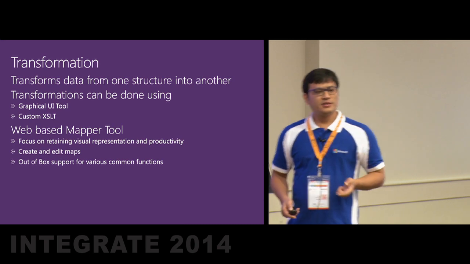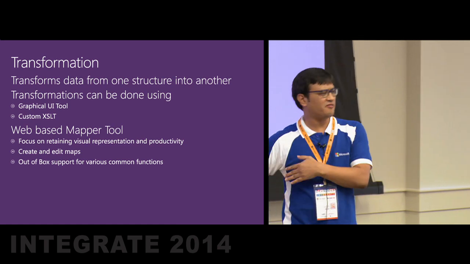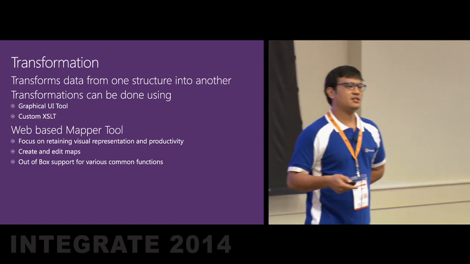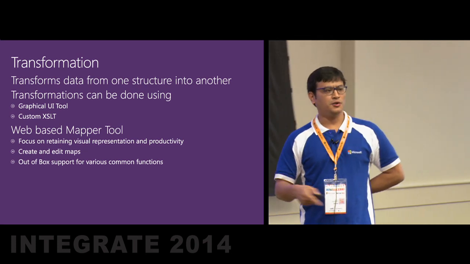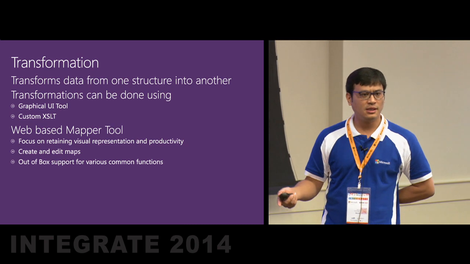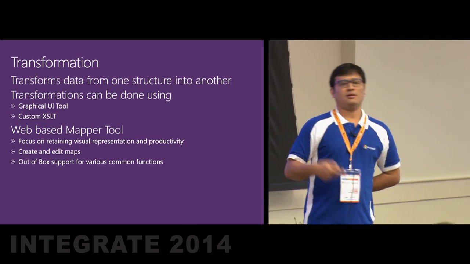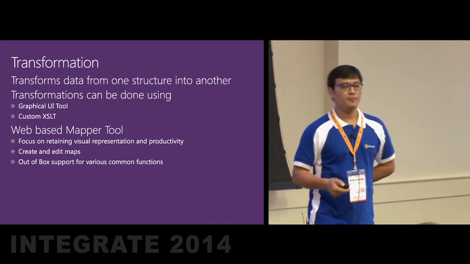You can do transformation using a graphical UI tool, and we'll talk very briefly about what it is. But if you have your own custom XSLT, for instance, right? If you want to do an XML transformation, and you have defined your own custom XSLT, you can bring that custom XSLT and do the transformation as well, so we provide you a microservice that you can do that with.